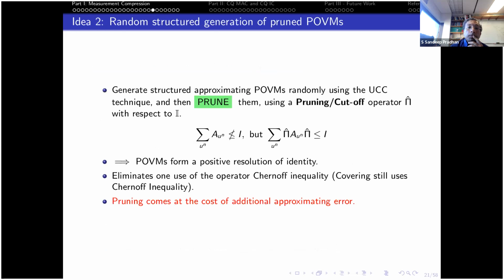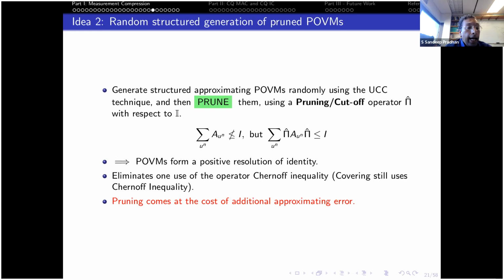So I'll tell you a little bit about the pruning situation. The idea is something like this. We are going to construct these code words from random linear codes, and out of that we create a POVM. When you're constructing them, the operators themselves may not satisfy the constraint of a resolution of identity. We want the sum to be less than or equal to I, which means you can at least add one operator to make it complete. But if it is not, we prune it, essentially throwing away the eigenvalues which are more than one. That's one simple idea we can use to address this problem.